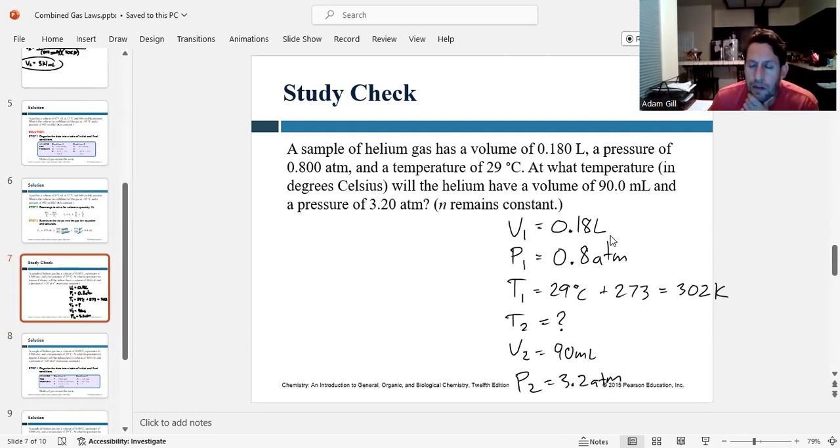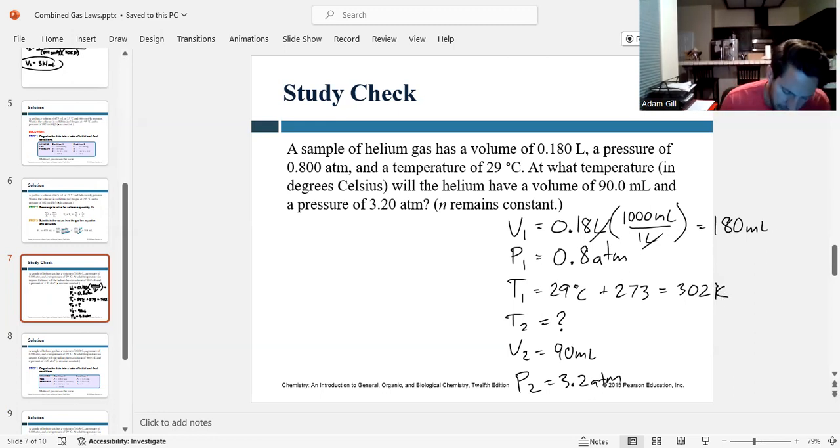Now, you should notice here that the units of volume for initial and final volume are not the same. They gave one in liters and they gave the other one in milliliters. So let's convert liters into milliliters real quick. There are 1,000 milliliters for every 1 liter. Liters cancels, and so that will give us 180 milliliters. So it's important to make sure that both volumes are in the same unit, otherwise it won't cancel. So we can use 180 milliliters now, and that should work.